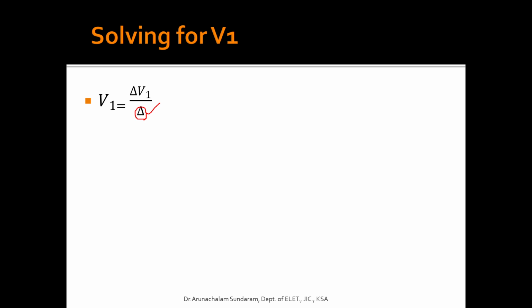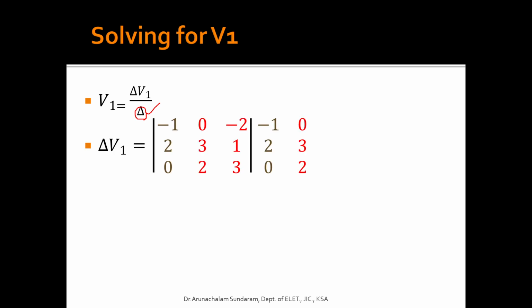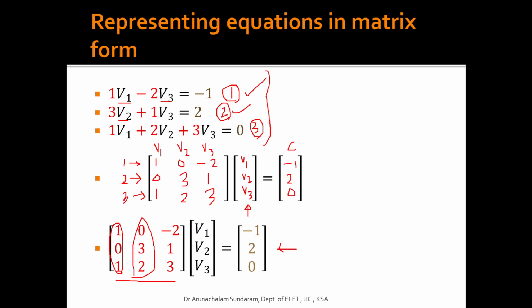But what is delta V1? Delta V1 means replace the column corresponding to V1 with the constant. So here you see I have replaced this V1 column with the constant. So let me go back and show you. So this is the slide. This is our matrix. What we have done here is replaced the column corresponding to V1.